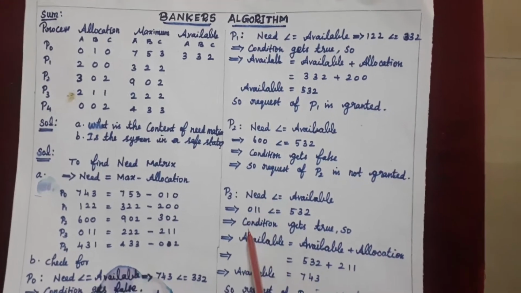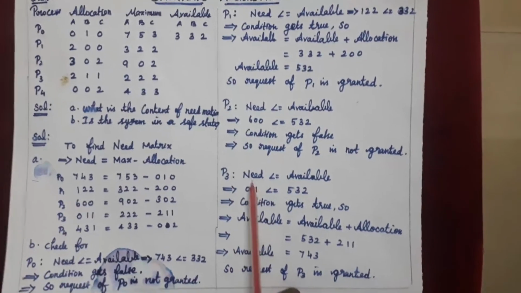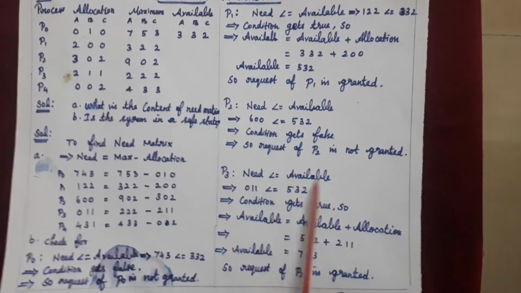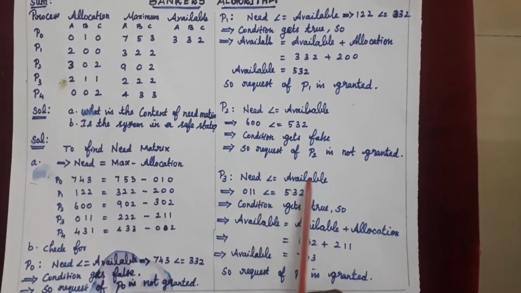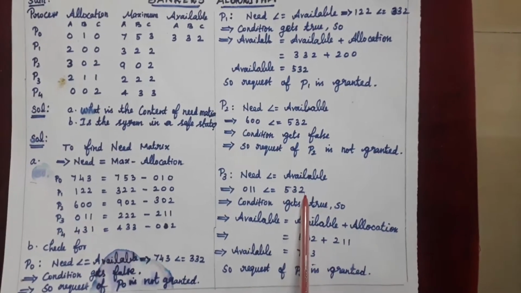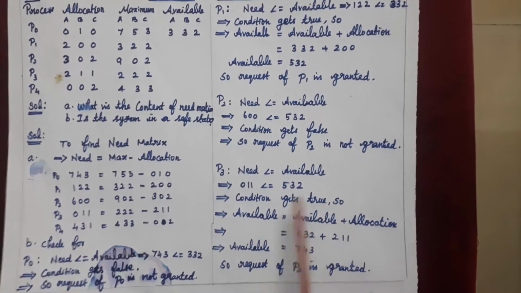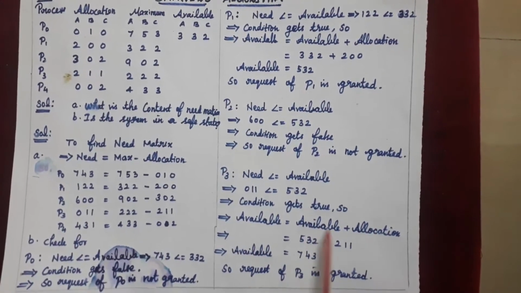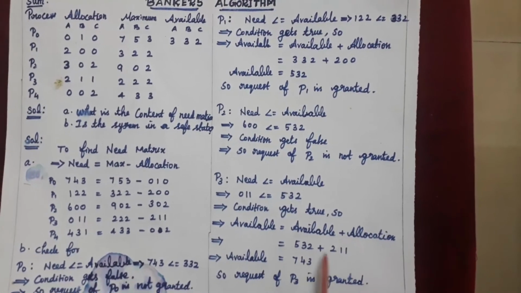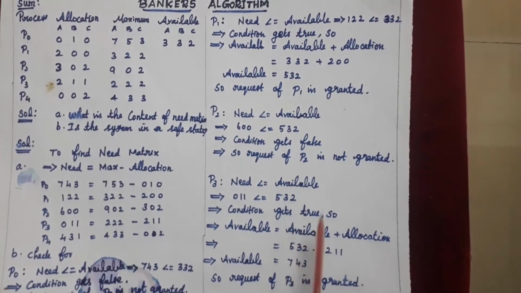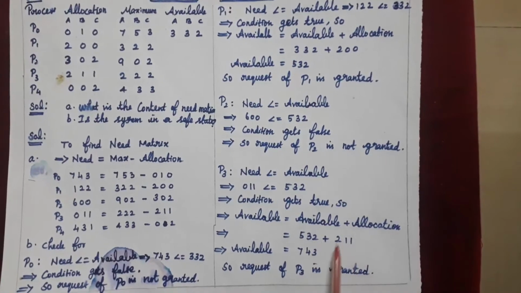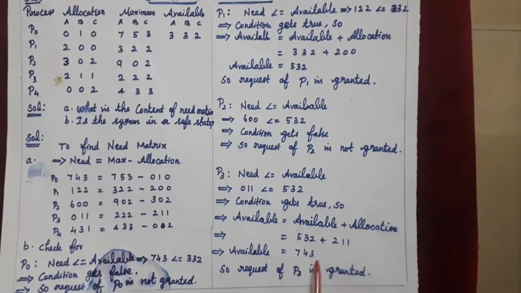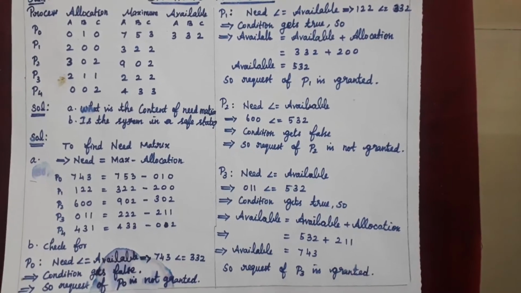So now we move to another process, P3. Here also we check need less than or equal to available. The P3 need value is 011 and the new available value is 532. Here the condition gets true. So we write the formula: available equals available plus allocation. The new available value is 532 plus the allocation given in the sum, 211. We add the values and get the new available value. So now the P3 request is granted.